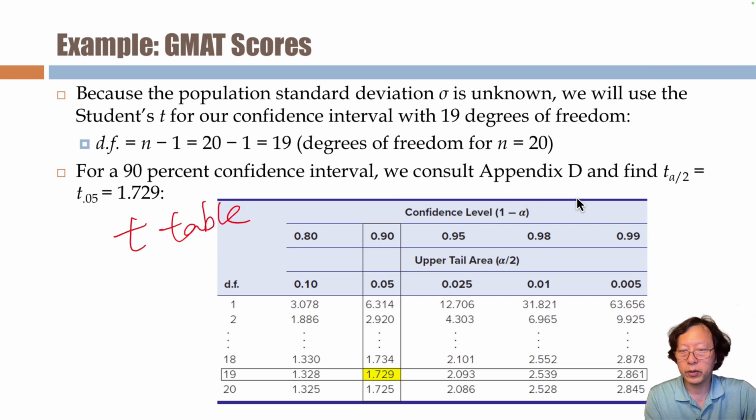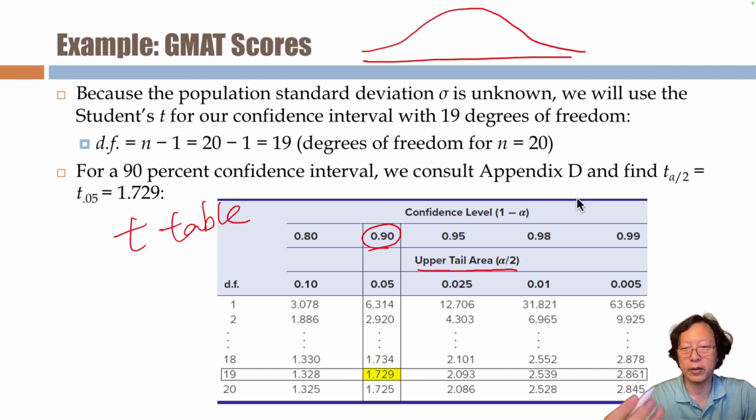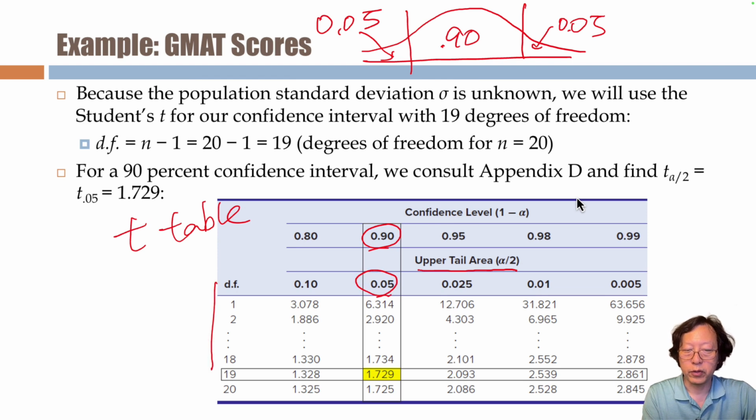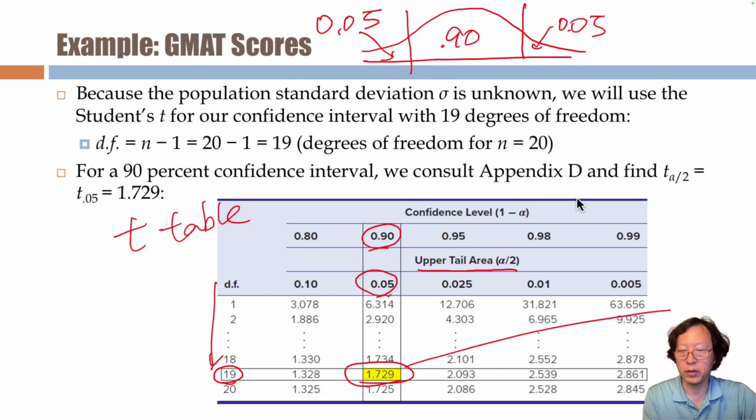So for the confidence interval level, you can find it at 90%. So 90% will be the upper tail area. I keep explaining this again and again. If you want to have a 90% here, then this part will be 0.05 because this part will be 0.05 too. So that's why it's 0.05. And then you can look up the degree of freedom, which is 19, so you can find the t value. This is the t value, which is greater than z.